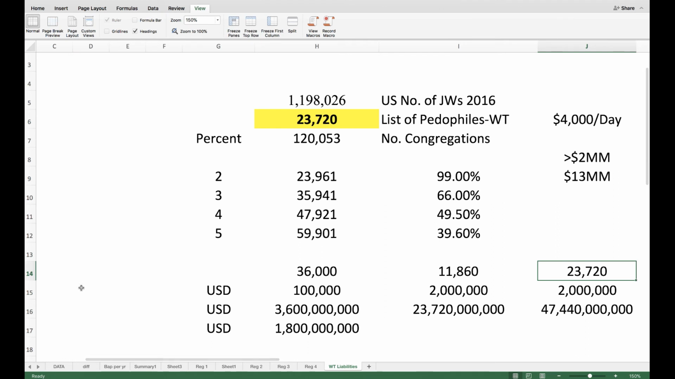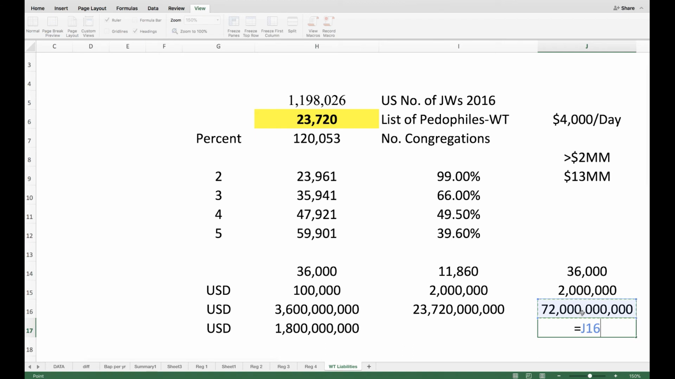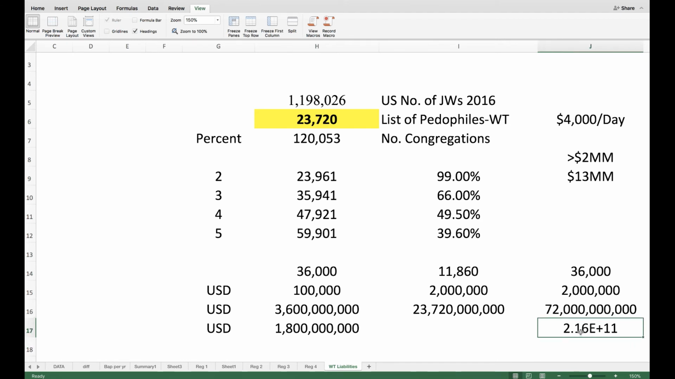And if they had to do the 36,000, which is 3%, that's 72 million. Now, if these 36,000 committed, let's say, three offenses each, you can take this number and multiply that by three, and you've got yourself a huge, huge number. That's $216 billion, or $0.2 trillion.